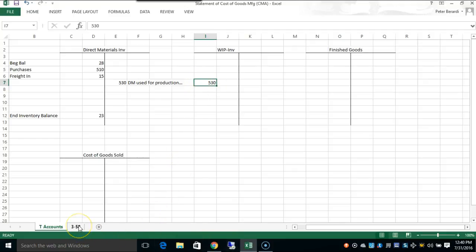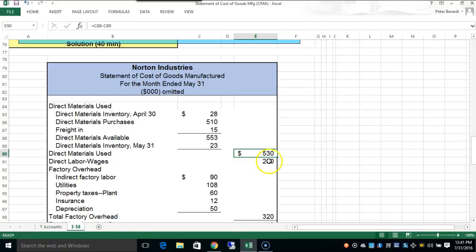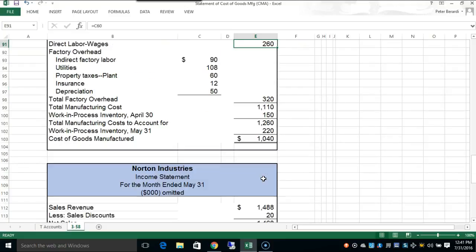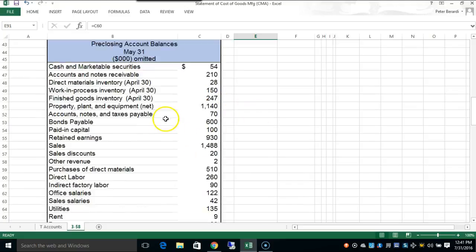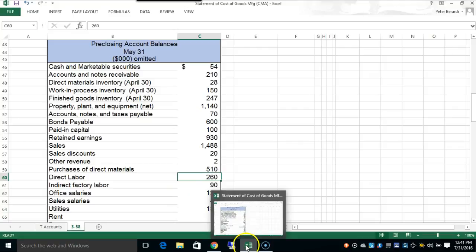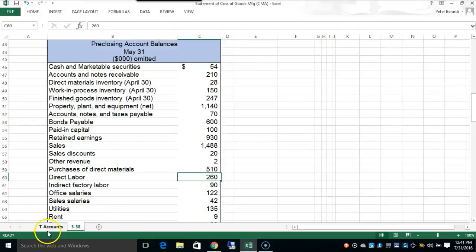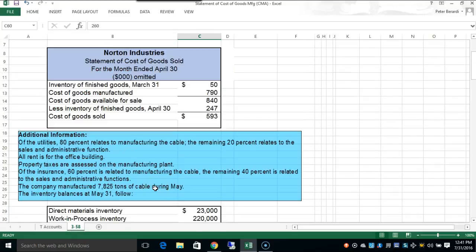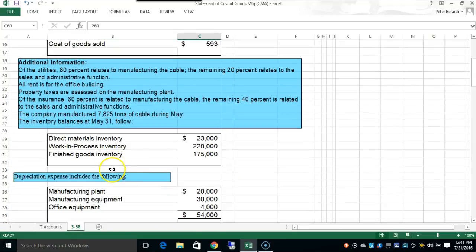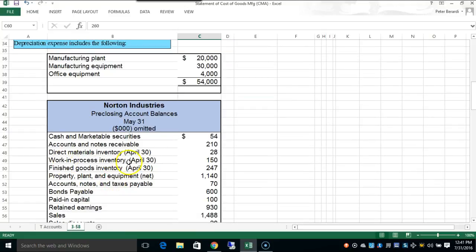Next, we start putting in our direct labor wages, which is given to us as $260, and it's right in the problem. Direct wages of $260 is direct labor of $260 right there. Our beginning WIP inventory is given to us in the problem on April. Work in progress April 30th, that's our beginning May inventory of $150.